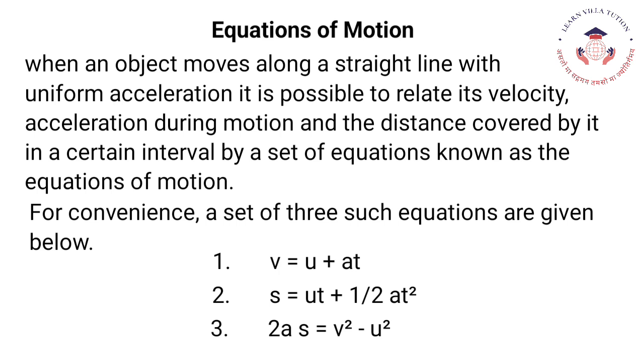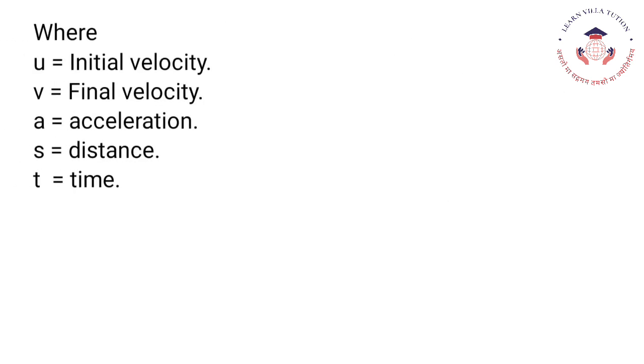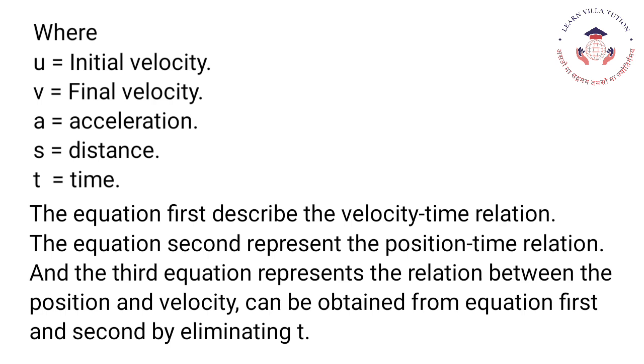Equation first: v = u + at. Equation second: s = ut + (1/2)at². Equation third: 2as = v² - u², where u is the initial velocity, v is the final velocity, a is the acceleration, s is the distance, and t is the time. The first equation describes the velocity-time relation.